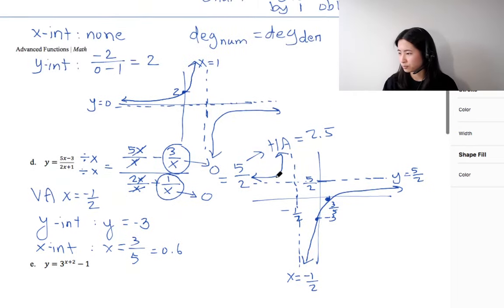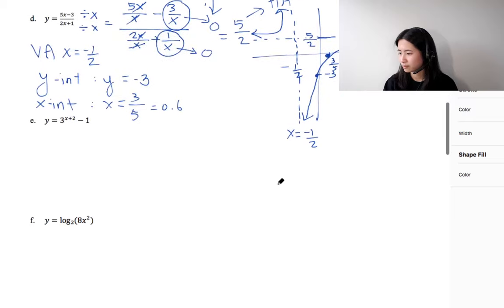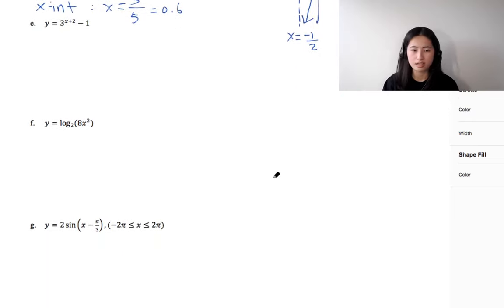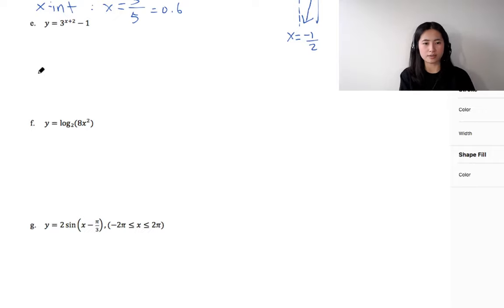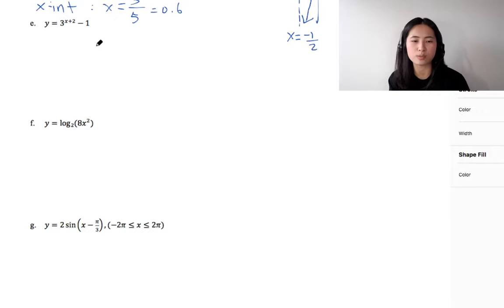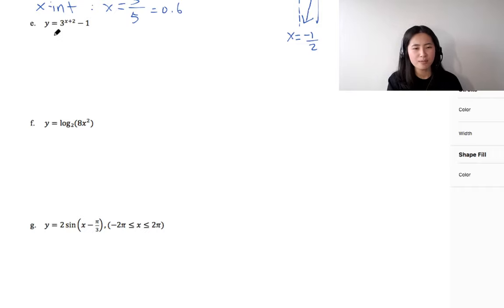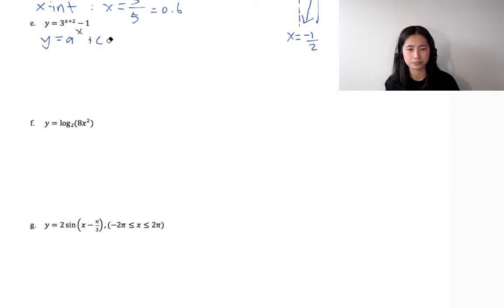Okay, so moving on to this function. Interestingly, we have an exponential function. And how do I know it's an exponential function? Anytime you see y is equal to a, a being your base, raised to the power of x, and then sometimes you have plus c. So in this case, we have -1, which is our c. That is an exponential function.